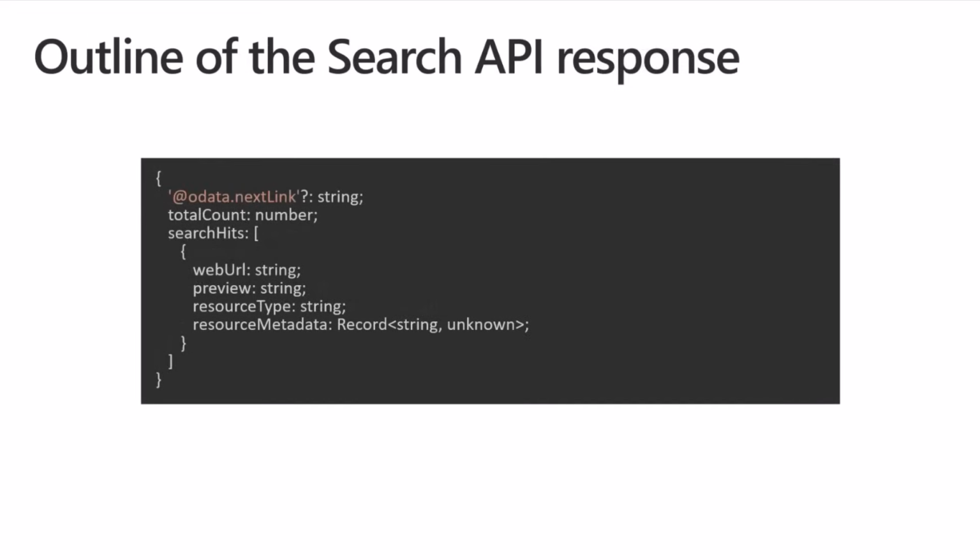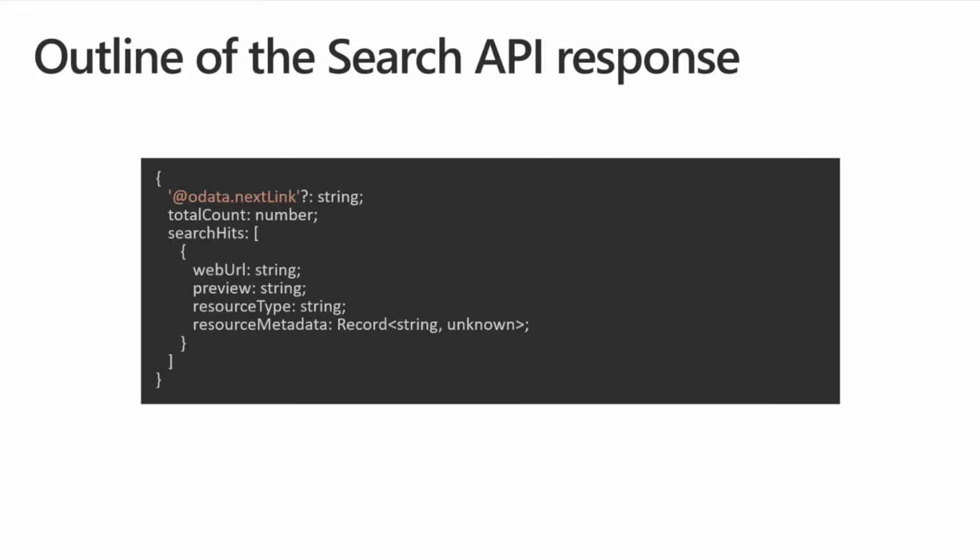When you trigger the search request, you get back a response, which is yet another JSON response. And in that one, you will find the total count of items matching your search criteria. So if you are doing paging, for example, you get back 100 items matching the search criteria, but you will get them 20 by 20. And you can use the @odata.nextLink to move to the next page.